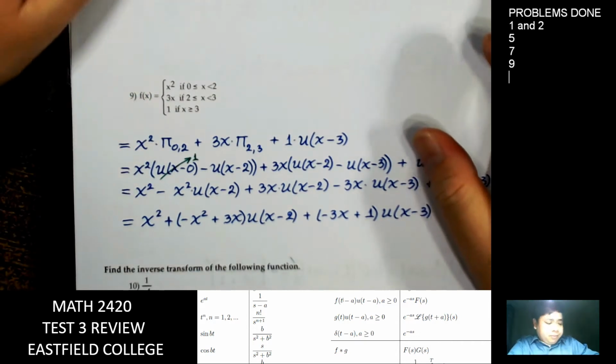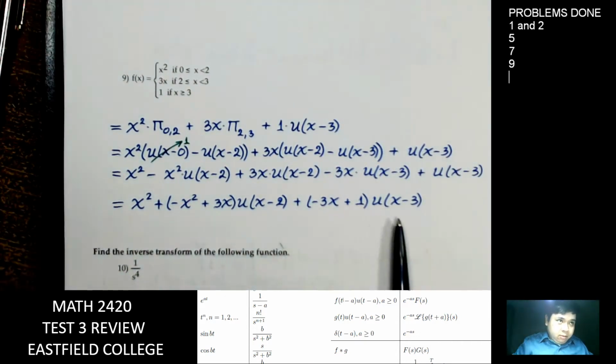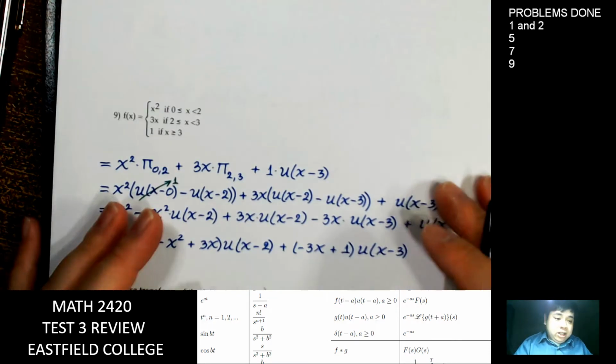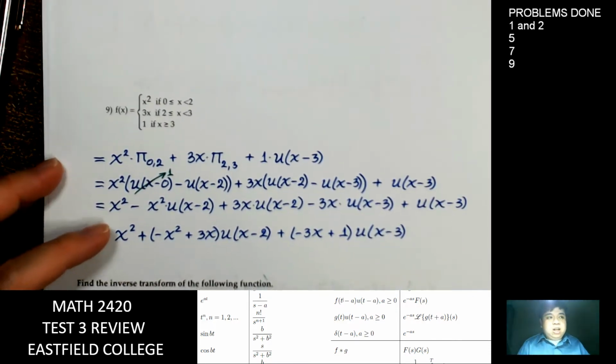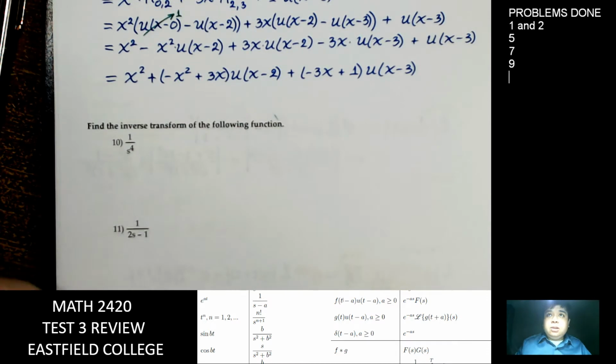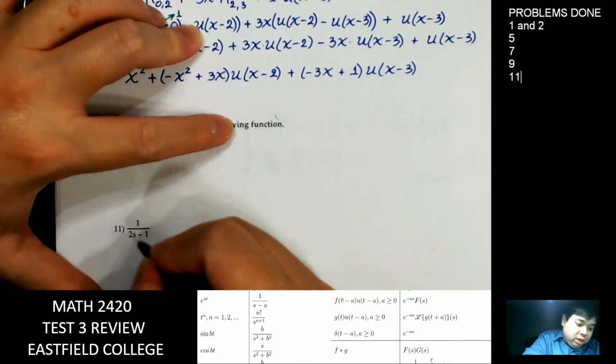Right. Next we do the inverse transform. Inverse transform is pretty much just like the transform, except we have to read the table backward, from right to left for the inverse transform instead of left to right for the transform. Right. Let's look at 11. If you look at 11, it is unlike any form we have. So we have to rewrite this a little bit.